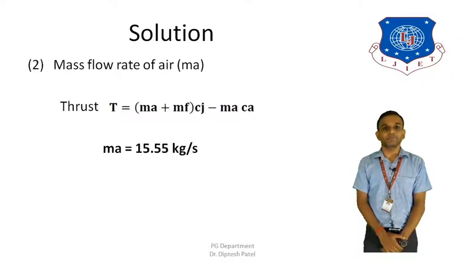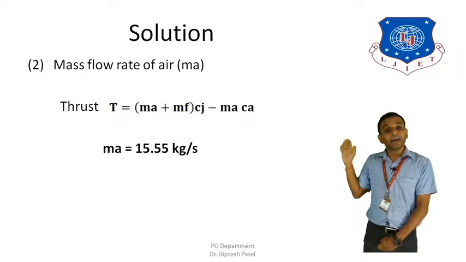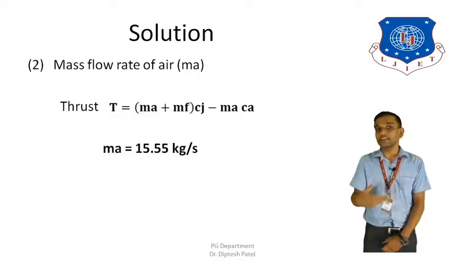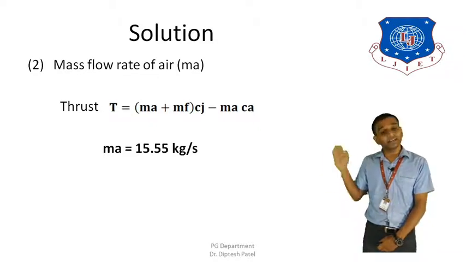Now let's move forward. Second was the mass flow rate of air, Ma. How can we get the mass flow rate of air? Since the air to fuel ratio is given to us as 50 to 1, we should be able to get that value, and also the thrust is given to us, that is 6500 Newton.